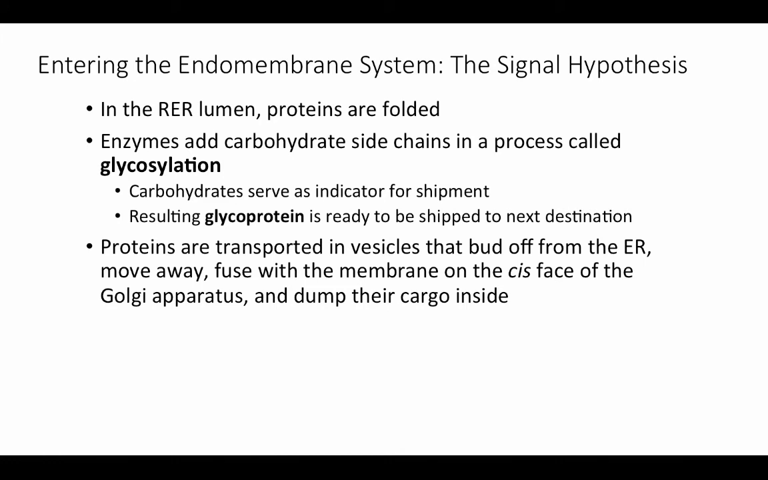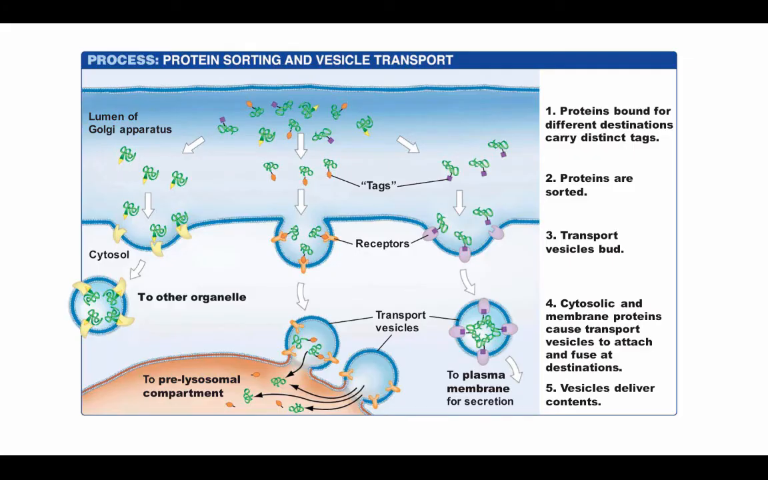So they're transported in vesicles. The vesicle, remember, is just a little bubble of membrane that buds off from the ER. It's going to move away and fuse with the membrane of the cis face of the Golgi apparatus, that side facing the nucleus. It's going to fuse with that membrane and dump its cargo to the inside, the lumen of the Golgi apparatus. Inside the Golgi apparatus, the protein sequences all have their little carbohydrate tags.